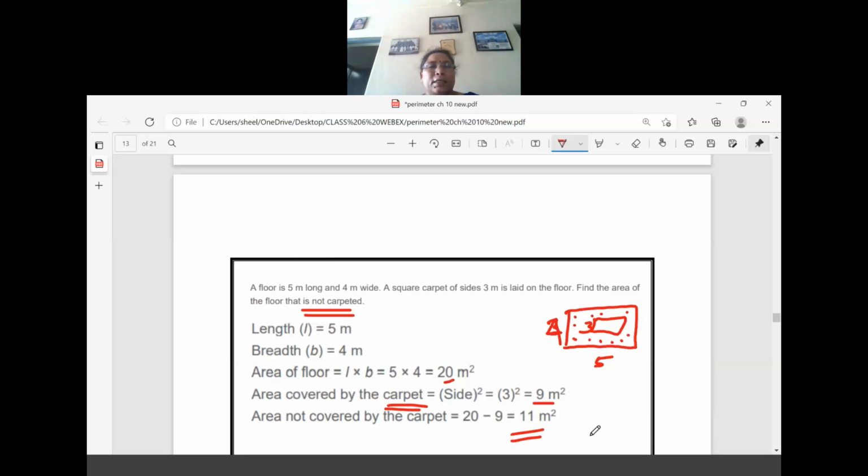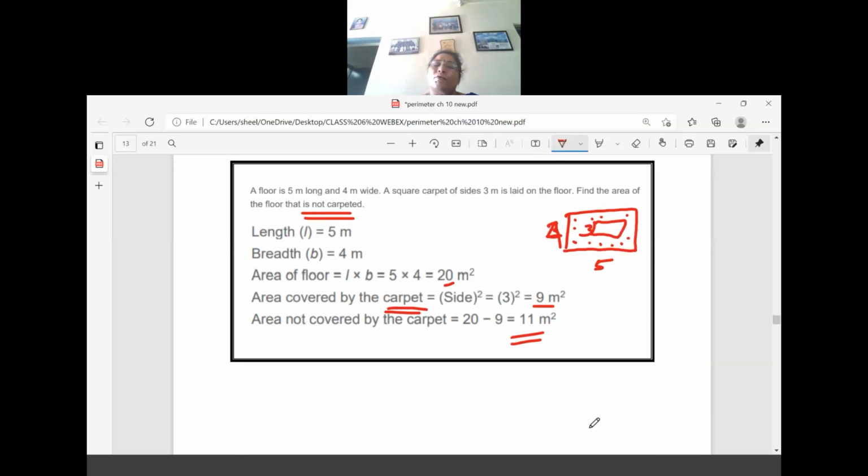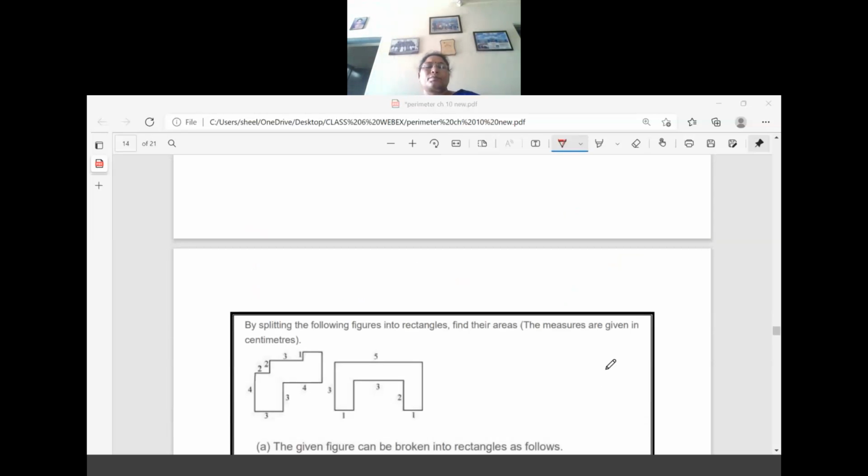So for calculating the left area, we have to do the subtraction. Both formulas are used here. Area of the floor equals L into B, and area covered by the carpet is the square area we have calculated. What is left, we find by doing the subtraction.